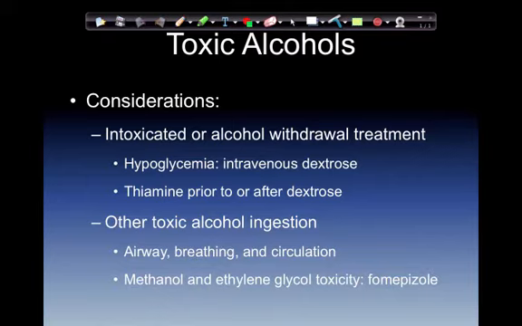For methanol and ethylene glycol toxicity, fomepizole is a competitive inhibitor that can be given sometimes. It blocks essentially the enzyme that metabolizes ethylene glycol. It's contraindicated with the use of ethanol because it kind of extends the half-life. So you might see this in clinical, given, or you might not.